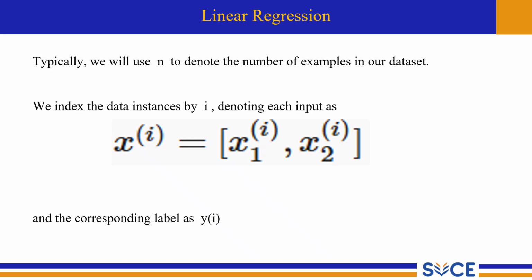The input features of the i-th example are denoted as x^(i), and the corresponding label or target value is represented by y^(i). The input feature is here x^(i) and the target value, the output, is y^(i). This notation allows us to clearly define the structure of the dataset, where each pair x^(i) and y^(i) represents one complete training example, an input and its associated output.